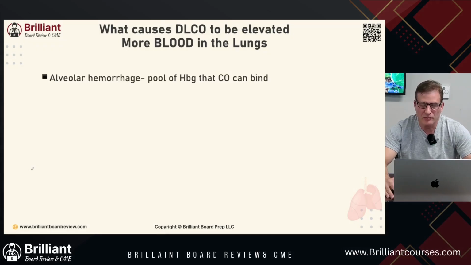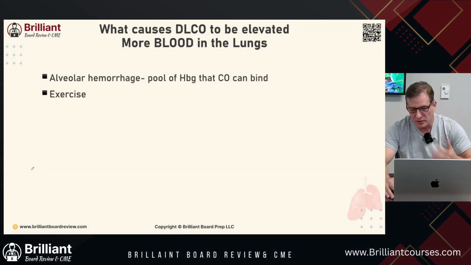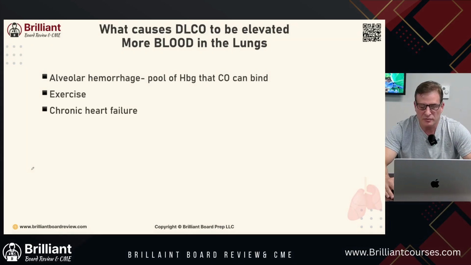What causes DLCO to be elevated means more blood in the lungs. So what examples are alveolar hemorrhage? You're going to have a pool of hemoglobin that carbon monoxide can bind to. Remember, more blood into the lungs causes elevated DLCO. Exercise, more blood in the lungs, elevated DLCO. Chronic heart failure, more blood in the lungs because it's not coming out. Mitral stenosis, another example. ASD, VSD can also be examples of having more blood in the lungs and having your DLCO be elevated.